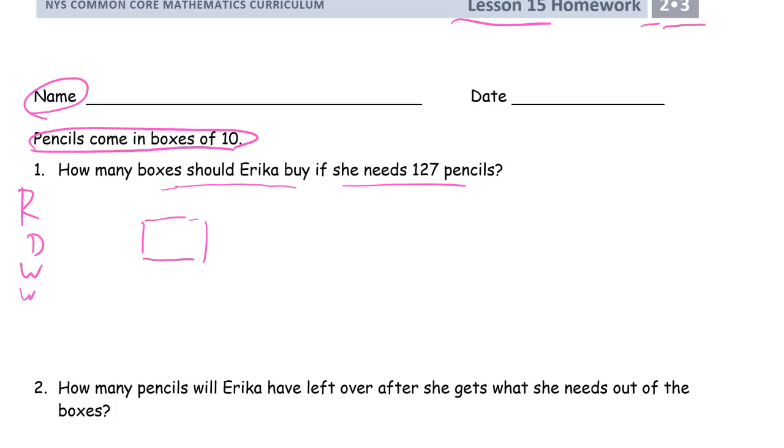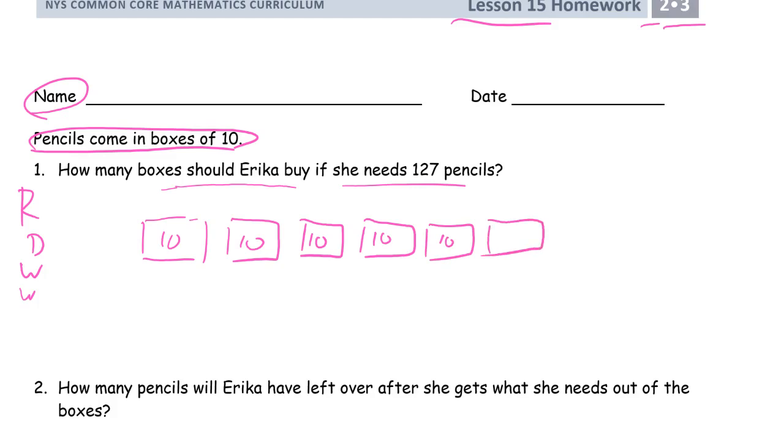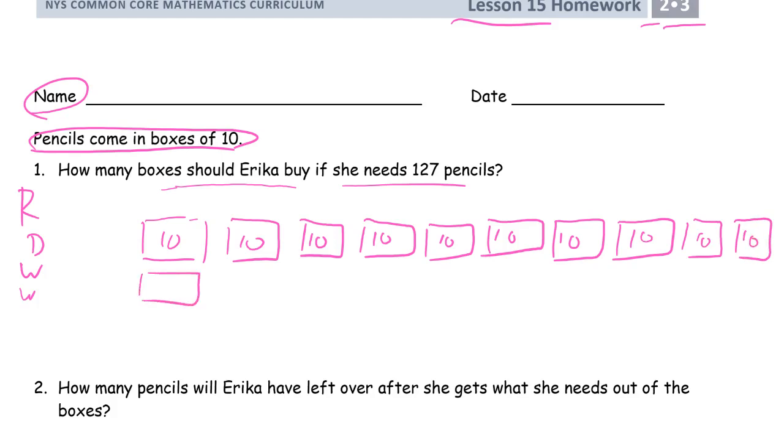All right. They come in boxes of 10. So there's 10, 20, 30, 40, 50, 60, 70, 80, 90. That's 100 pencils. That's 110. There's 120.